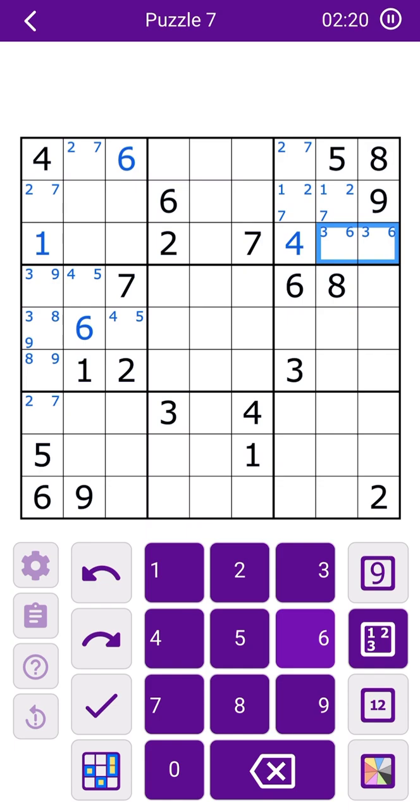So now we know that 1, 3, and 9 have to go up there, but I'll leave that for now because we can plug in 4 because it can't go in row 1 or 3, and then we have 4 in column 6 here.